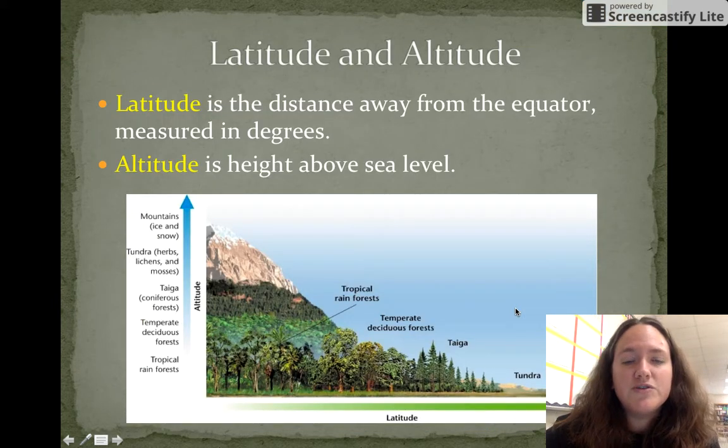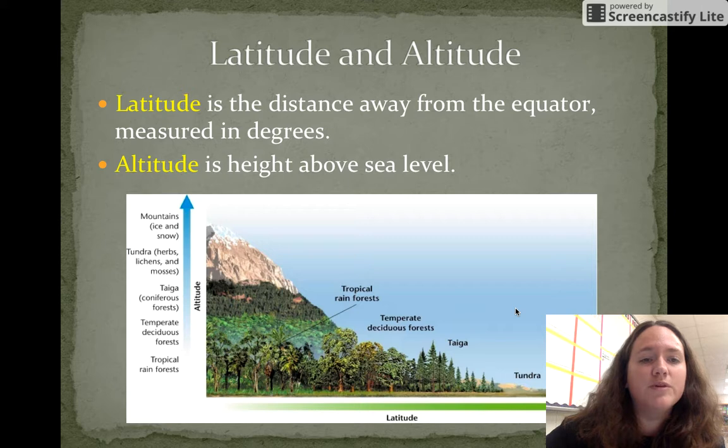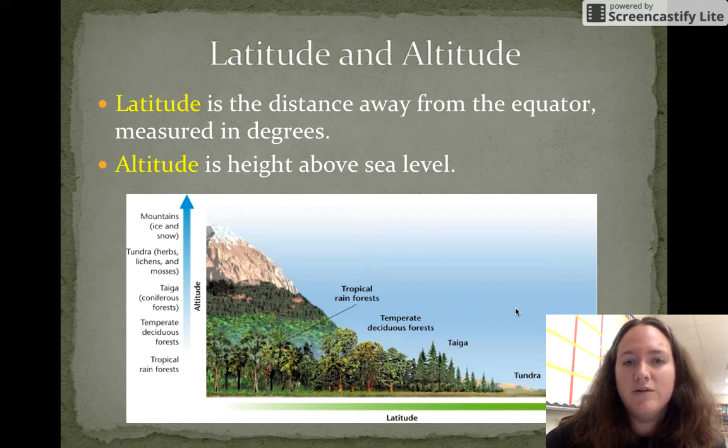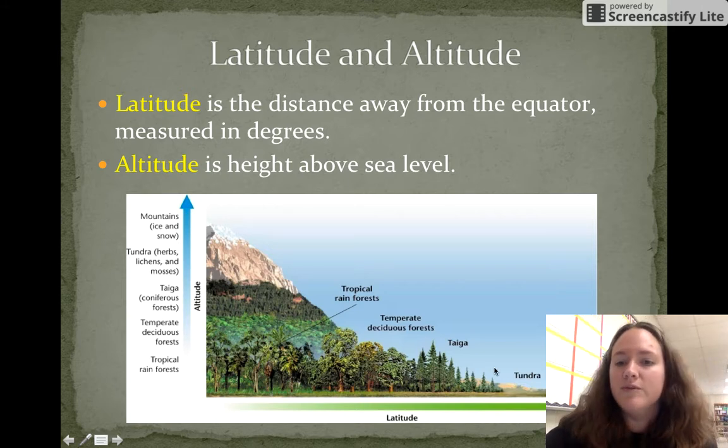So looking at some features that impact climate and impact what biome you're going to be located in. Latitude we looked at already. Another one though is altitude, how high above sea level you are. So the higher up you get, the colder it's going to be. This is why there's always snow at the top of the mountain. That's going to be a different biome than the bottom of the mountain would be.